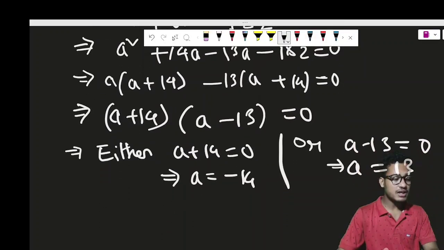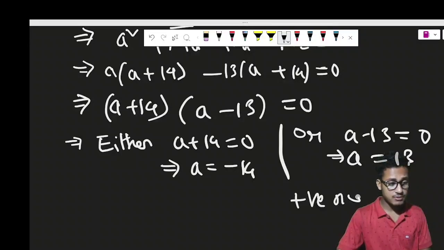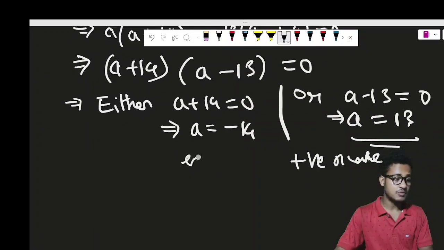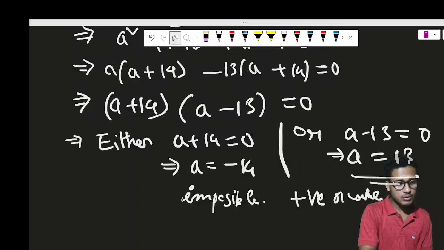What we are given is that the numbers should be consecutive positive numbers. The number should be a positive number, then a is equal to 13. This is impossible. Why is a equal to minus 14 impossible? Then you look into the question.